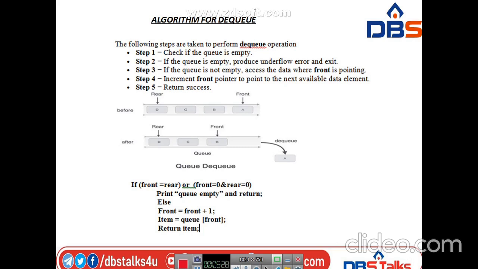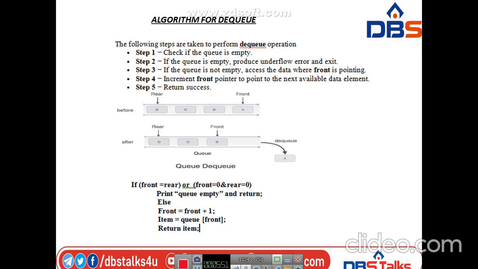First of all, we are going to check the condition for queue empty. What is the condition for queue empty? Front equal to 0 and rear equal to 0. Then we can say the queue is empty. Else, what will happen? I am going to delete the element. Deletion can be done at the front end, so front equals front plus 1.